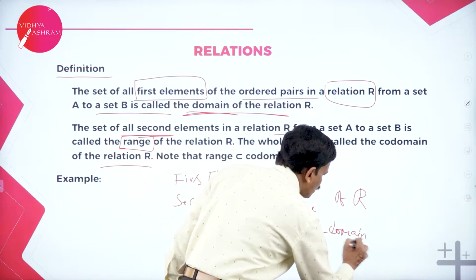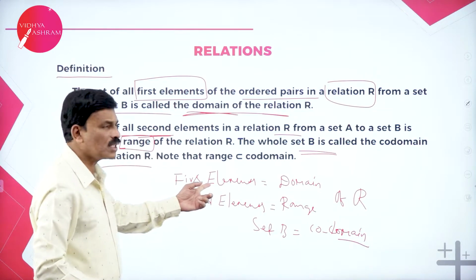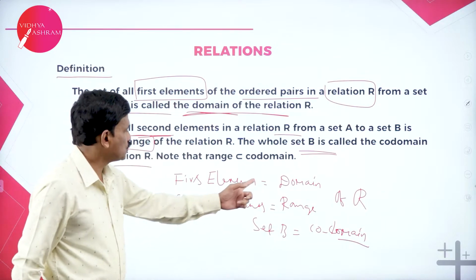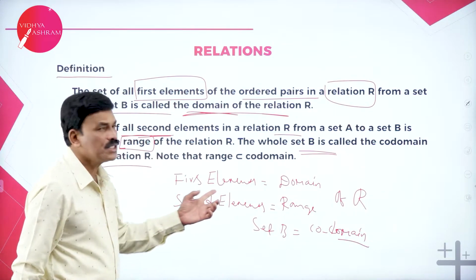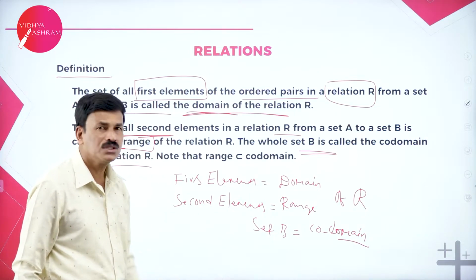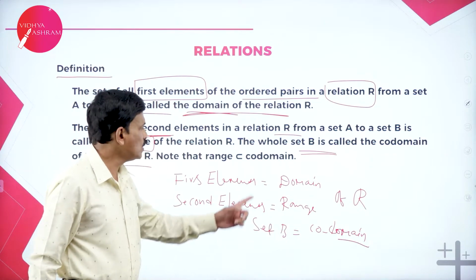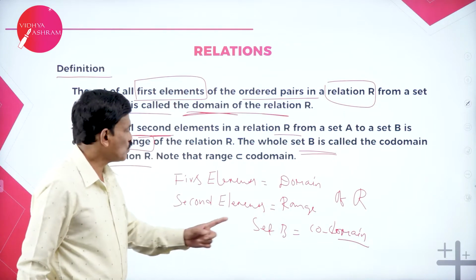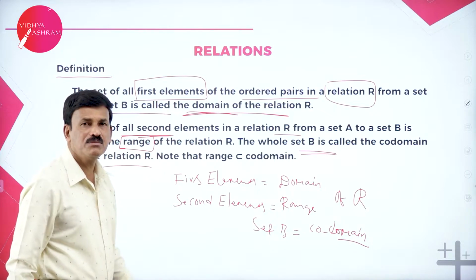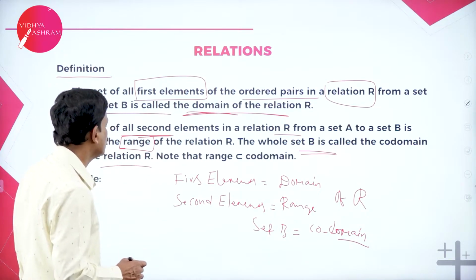So these are very important concepts: domain, codomain, and the range. What is domain? The set of all first elements of the relation is called the domain. Next, what is range? The set of all second elements of the relation is called the range. The whole set B itself is called the codomain.